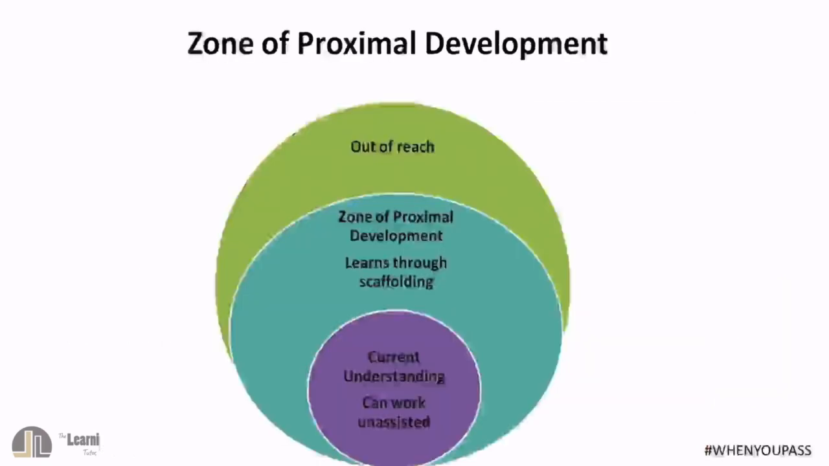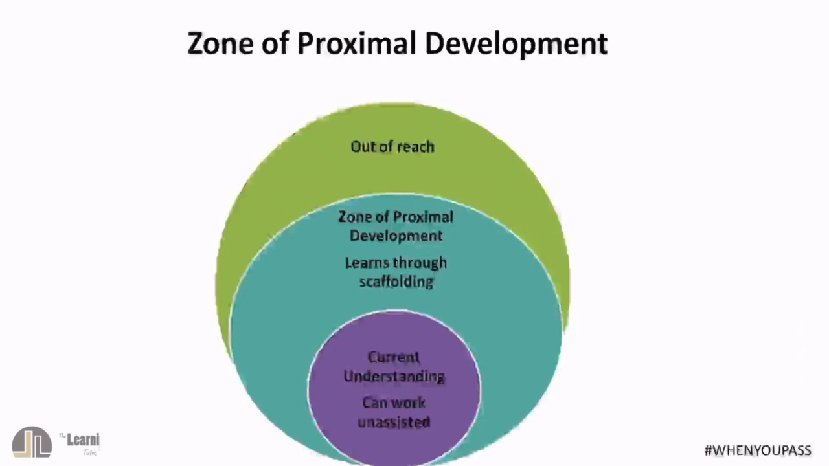All right, let's go ahead and look at this image a little deeper together. Again, if you look at the bottom circle, the purple circle, it says this is where your students have current understanding. They can work completely unassisted in this area. We would also call this their independent level.